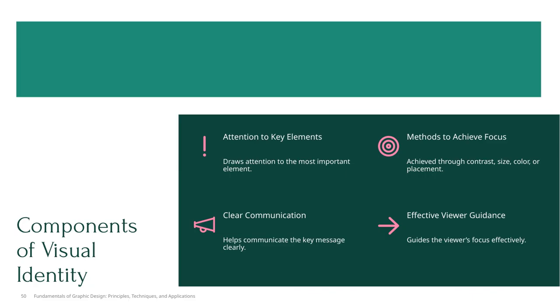Effective viewer guidance is another key principle. By thoughtfully arranging your elements, you can guide the viewer's focus smoothly across your design, making the experience intuitive and engaging. And of course, clear communication underpins everything. When your visual elements are well-organized and purposeful, they help convey your key message clearly and efficiently. All these components, contrast, emphasis on key elements, guidance, and clarity, are fundamental to building a strong visual identity. They work together to ensure your message is not only seen but understood, reinforcing your overall design goals.